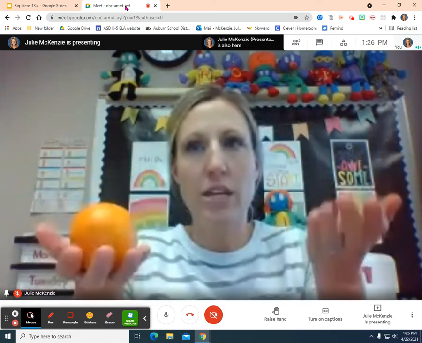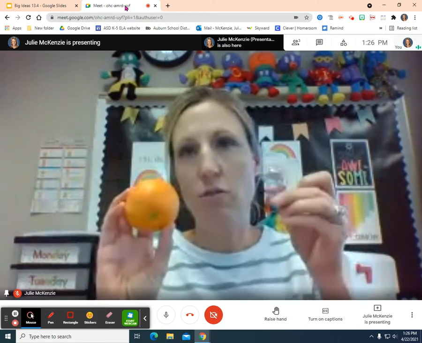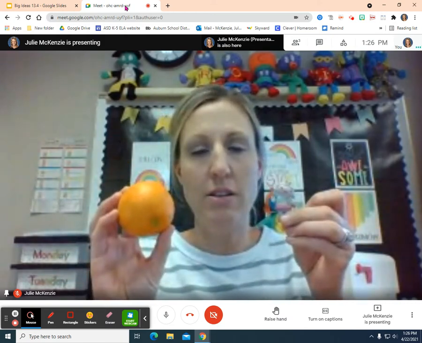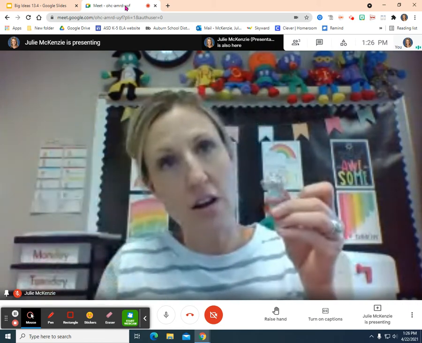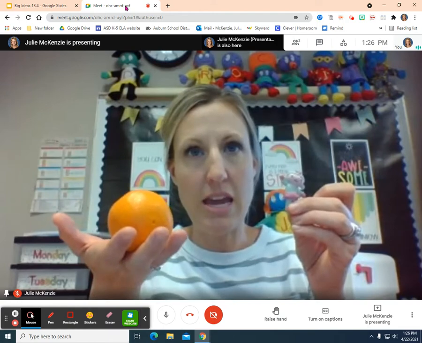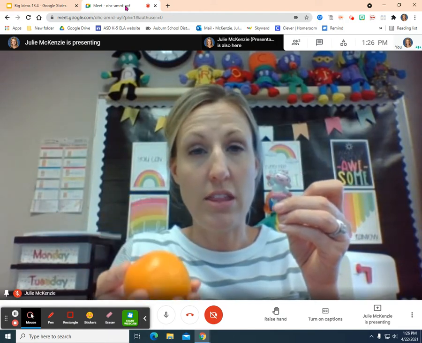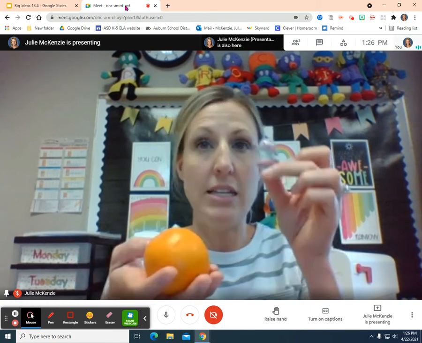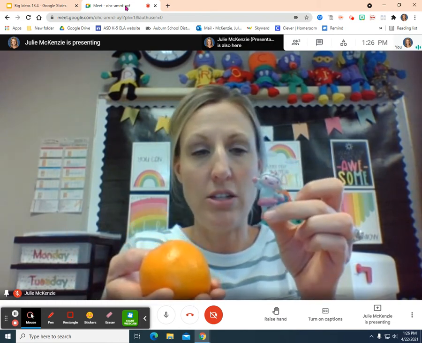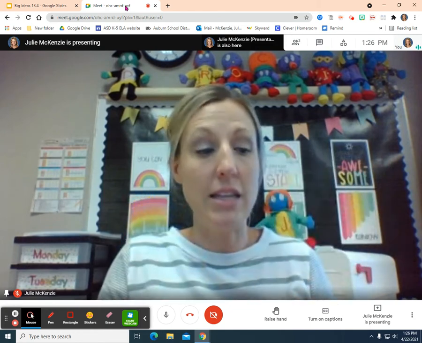Which one do you think is heavier? Do you think the orange is heavier or the lamb is heavier? The orange is heavier. When I hold them in my hands and I pick them up, I can feel that the orange is heavier than this small little lamb character. The orange is heavier. The lammy is lighter.